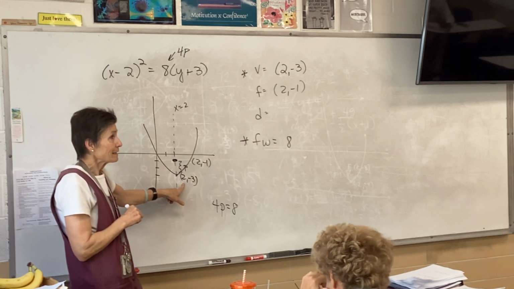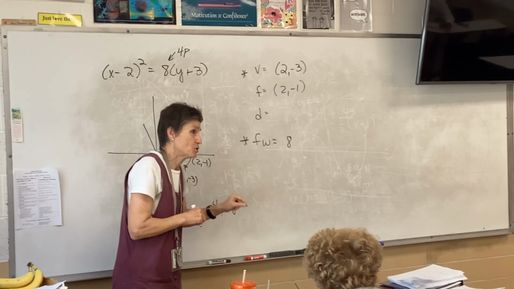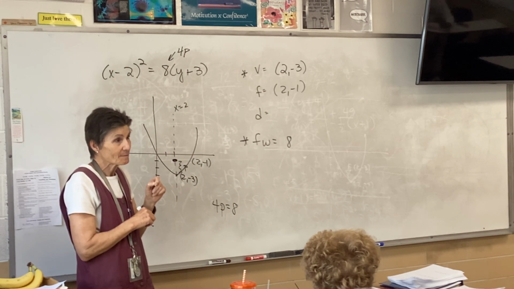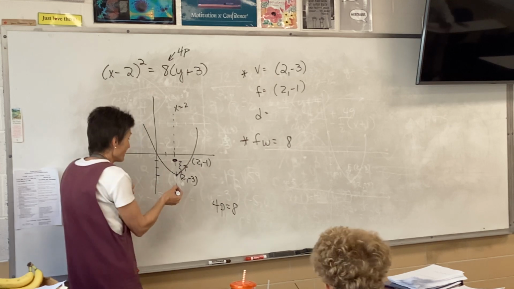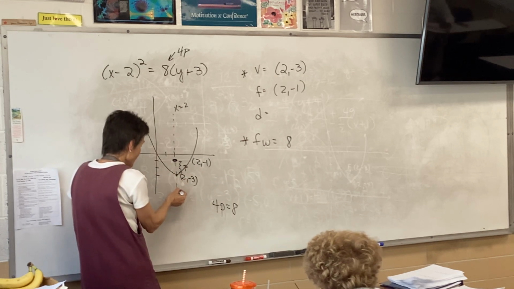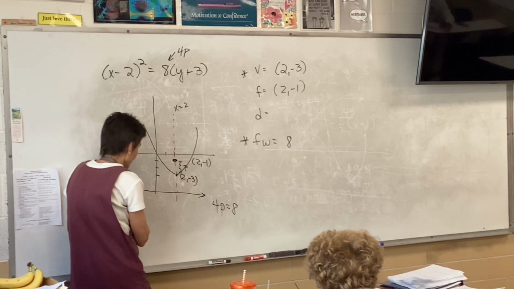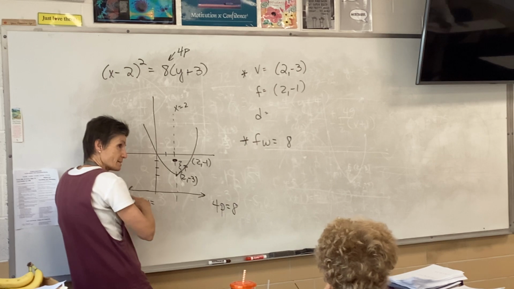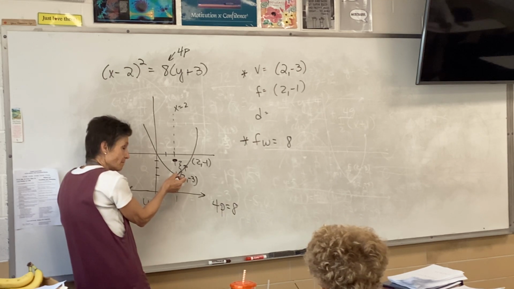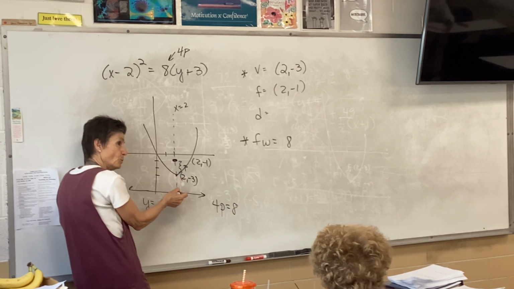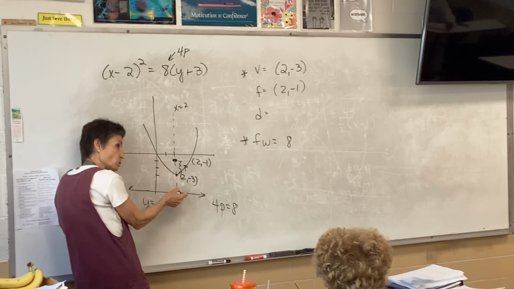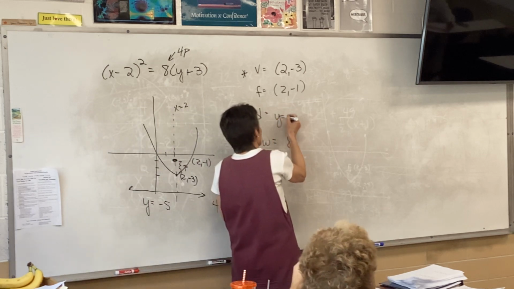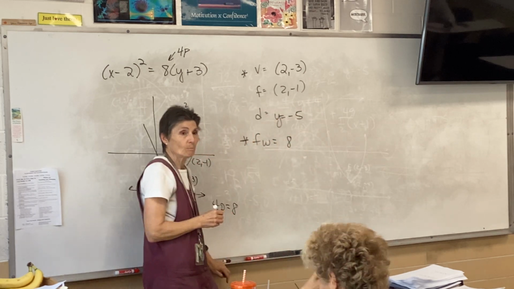Now, if I went straight up 2 units to get my focus, what am I going to do to get my directrix? Go down 2. And it's a line, and it will be a line y equals something as it crosses the y-axis. So start right here and count down to, where am I going to be? Y equals what? -5. And that's your directrix. Beautiful.